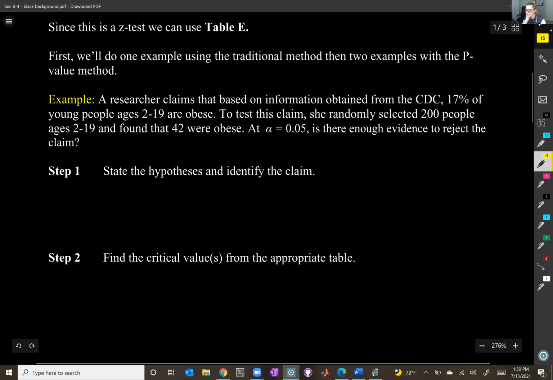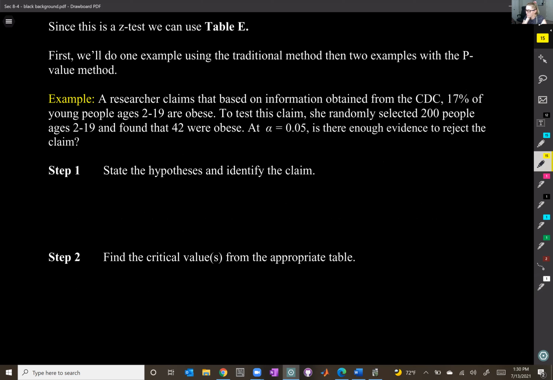So this says a researcher claims that based on information obtained from the CDC, 17% of young people ages 2 to 19 are obese. To test this claim, she randomly selected 200 people ages 2 to 19 and found that 42 were. At a significance level of 0.05, is there enough evidence to reject the claim?